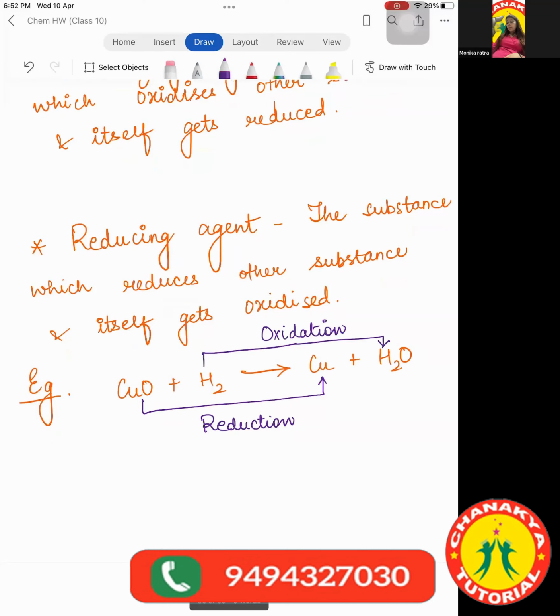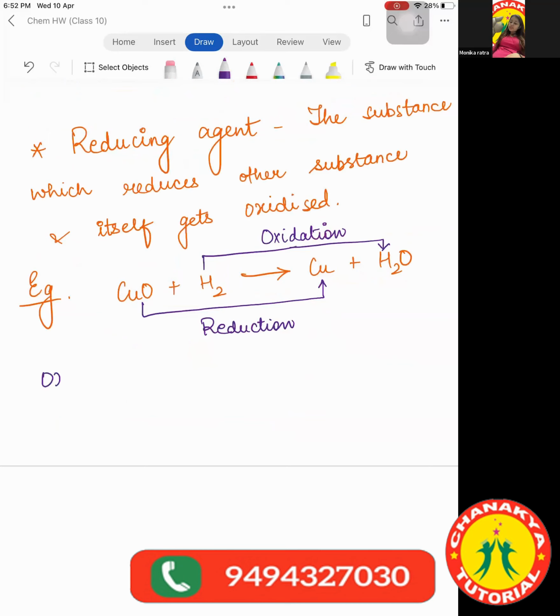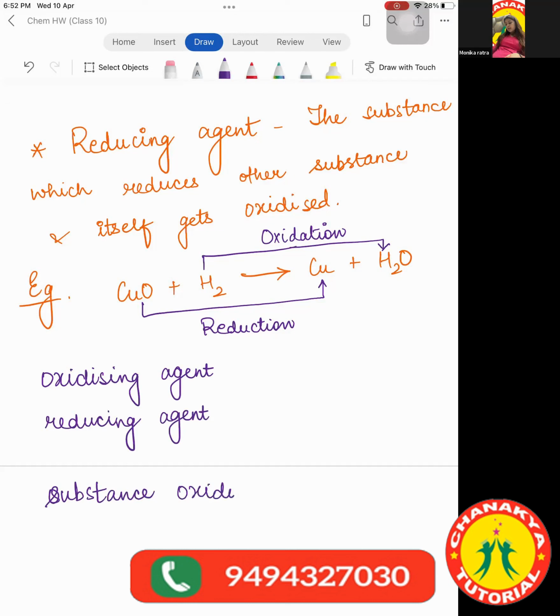Right? Now we have to identify the oxidizing agent and the reducing agent. And there are two other things which are asked: substance oxidized and substance reduced. These are the four things which are asked in the paper. By giving the reaction, they are going to ask that you have to tell which is the substance oxidized, which is the substance reduced, which is the oxidizing agent, which is the reducing agent.